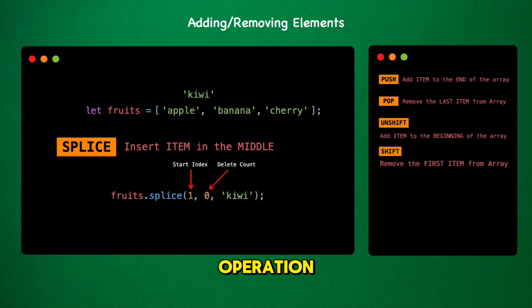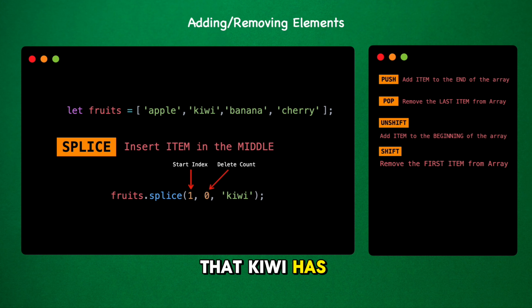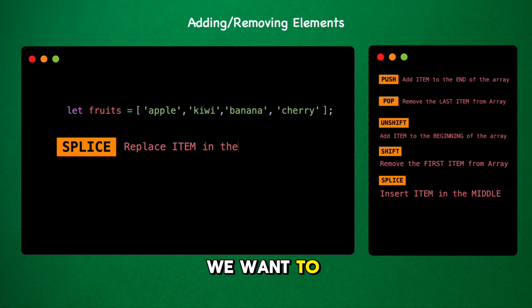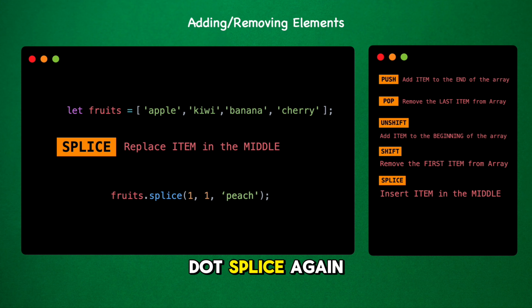After the splice operation, you can see that kiwi has been added to the array at the second position, right after apple, without any items being removed. Now you see kiwi right after apple. But let's say we want to replace kiwi with peach. We can use .splice, again, specifying we want to replace one item at index 1.